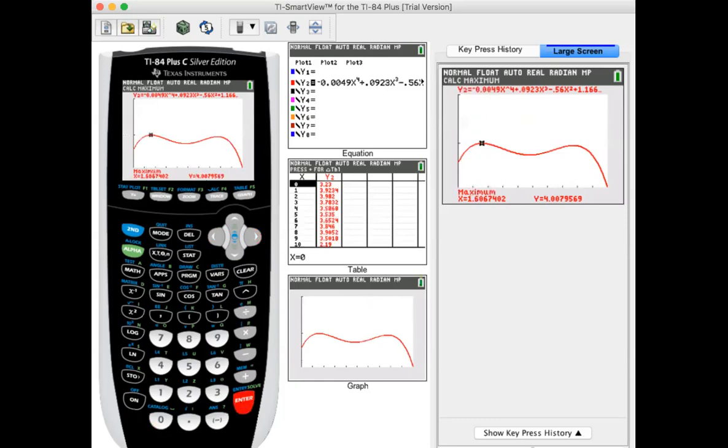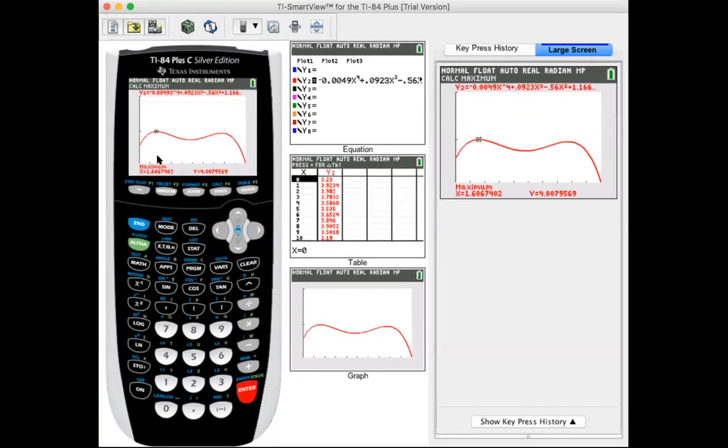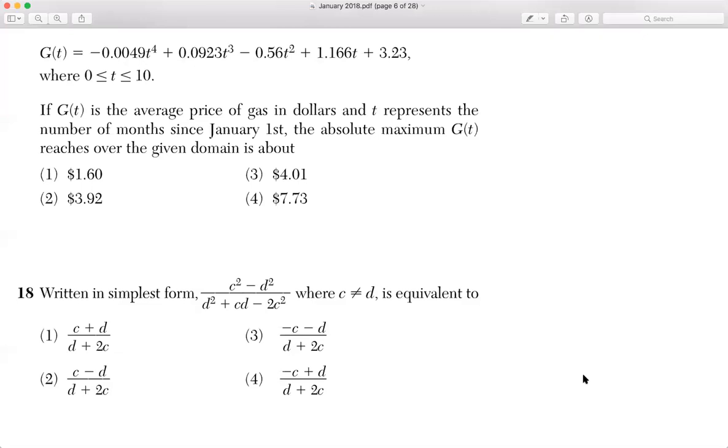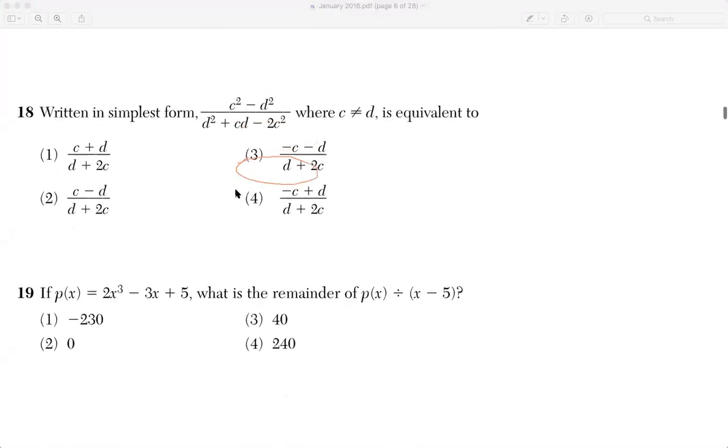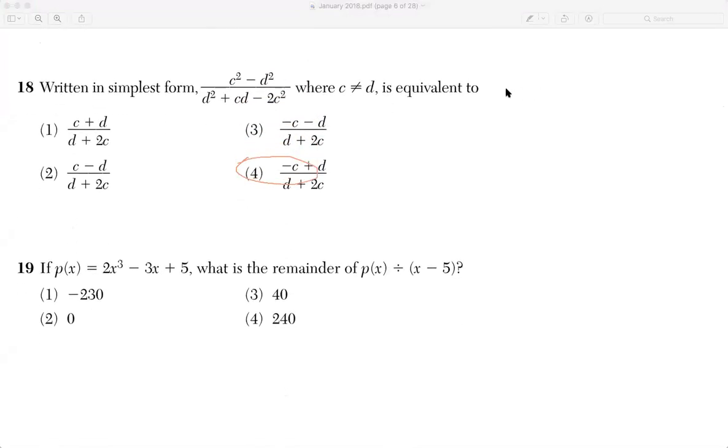It is at 4.0079. Let's go back. 4.0079. See, 4.0079, that's this, answer choice 3. Okay, this guy here, written in simplest form.